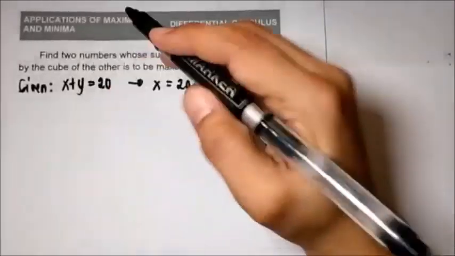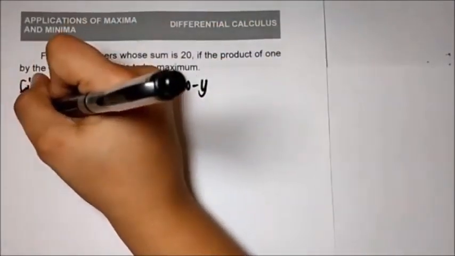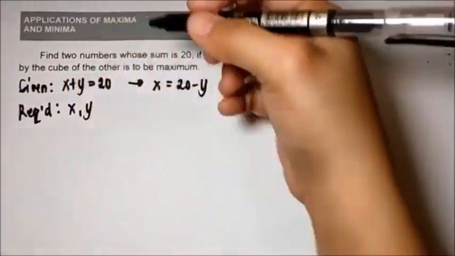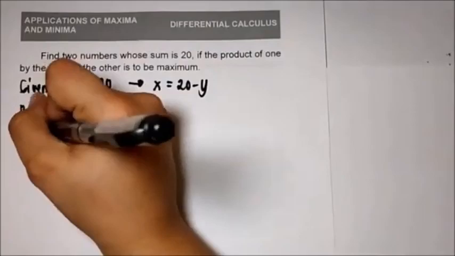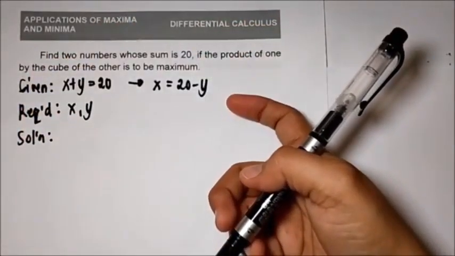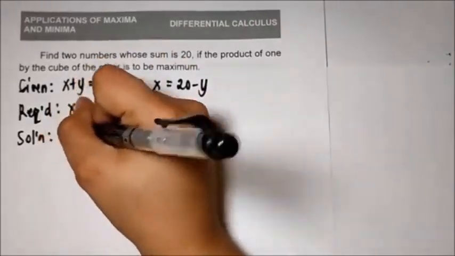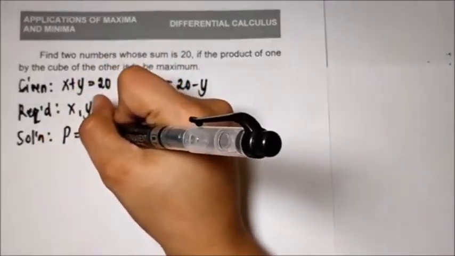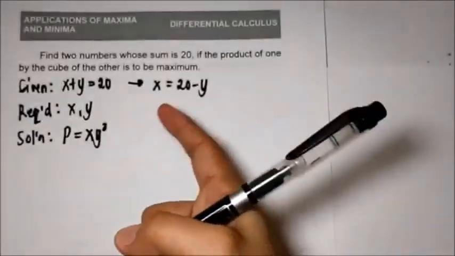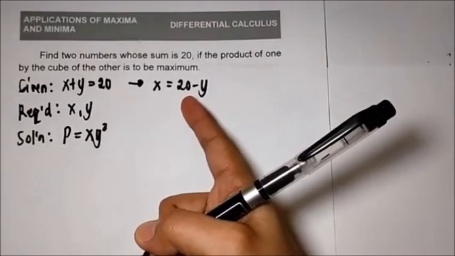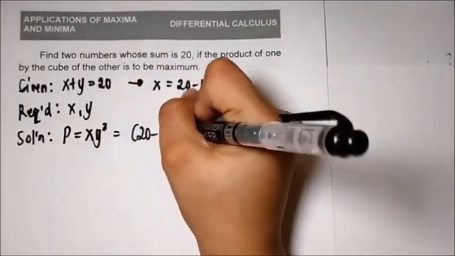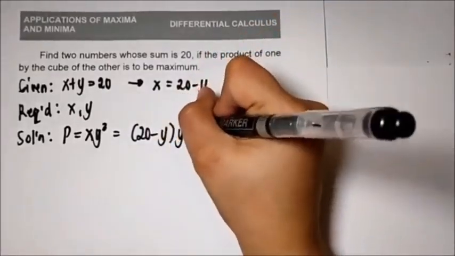So what would be the required? We have to find the two numbers, so the unknowns would be x and y. What is the other given? That the product of one by the cube of the other is to be maximum. So the product of one, that would be x, by the cube of the other, y cubed, is to be maximum. We can now substitute the value of x: we have 20 minus y, and then y cubed.